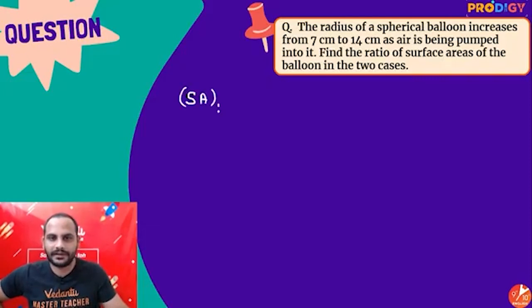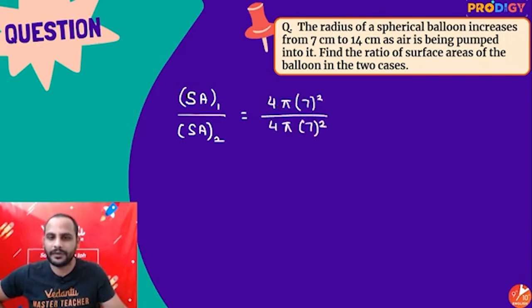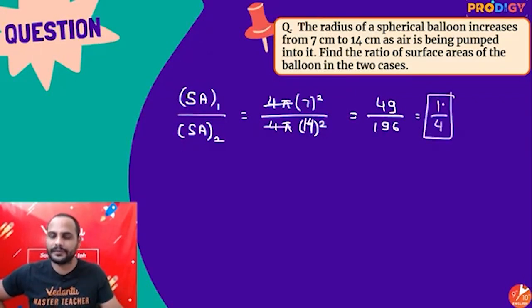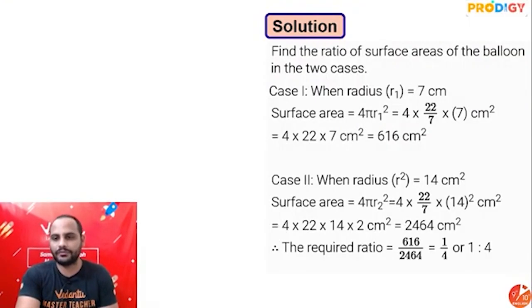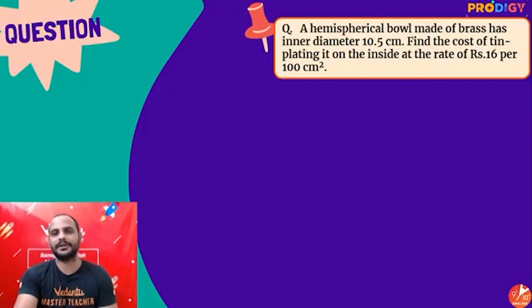Surface area in case 1 to the ratio with surface area in case 2. Surface area is 4 pi r square divided by 4 pi r square. 4 pi got cancelled. Here r is 14 pi. So 7 square is 49 by 196, which is equal to 1:4. So the ratio for the surface area is 1:4. You can calculate them separately and then find out the ratio. What I've done is directly found the ratio. Shortcut easily can be solved, right?